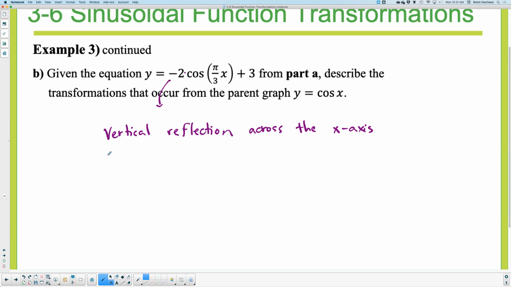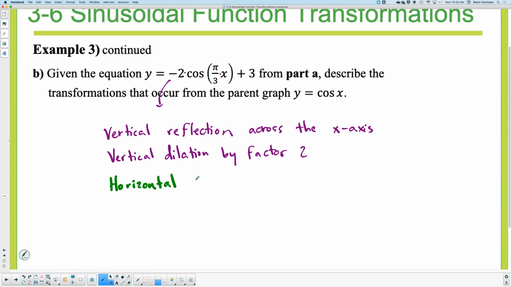What does multiplying by 2 on the outside do? Vertical dilation. Okay, I'm multiplying by pi over 3 on the inside. Is that going to be vertical or horizontal? This is now a horizontal dilation because you're multiplying. But do I actually multiply by pi divided by 3? No, you divide. Multiply by 3, divide by pi, the reciprocal.